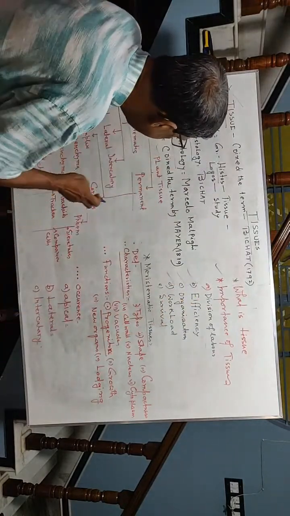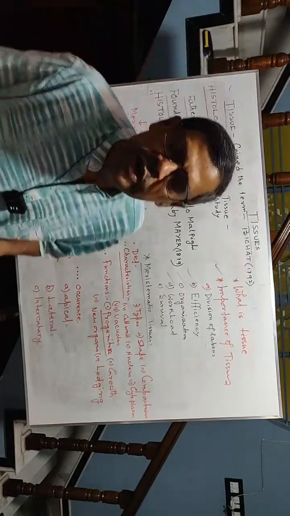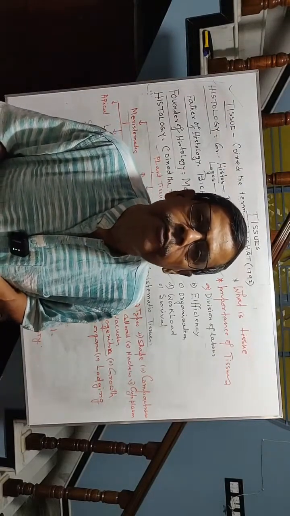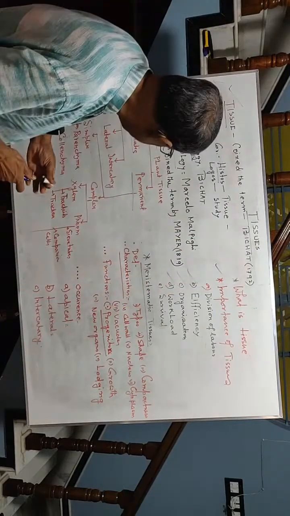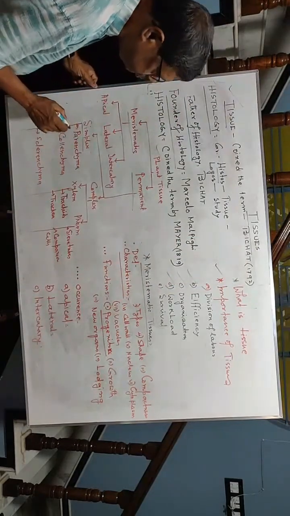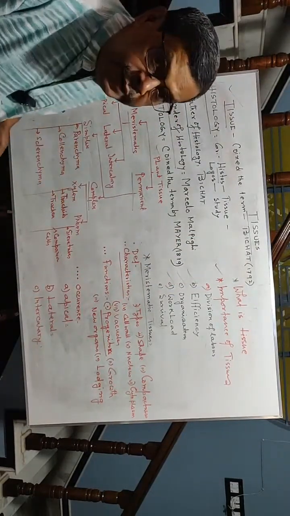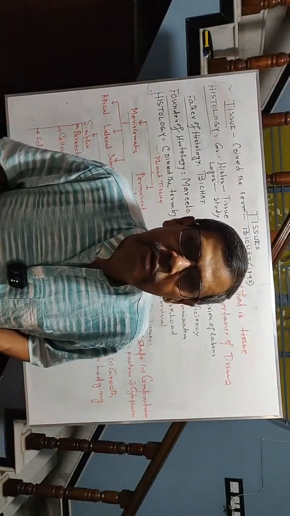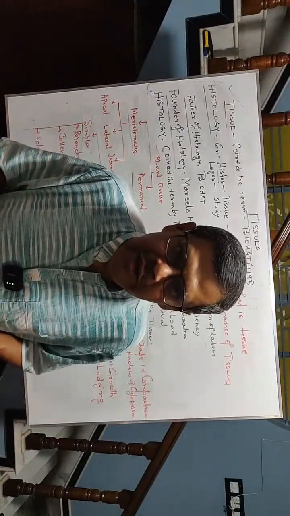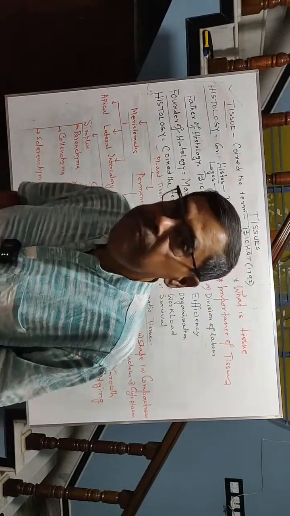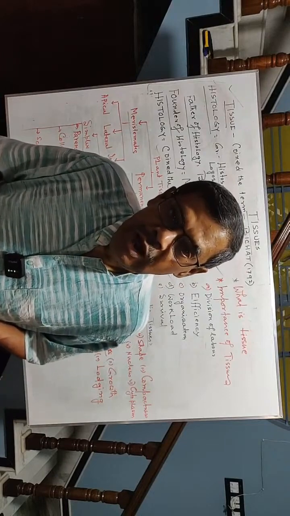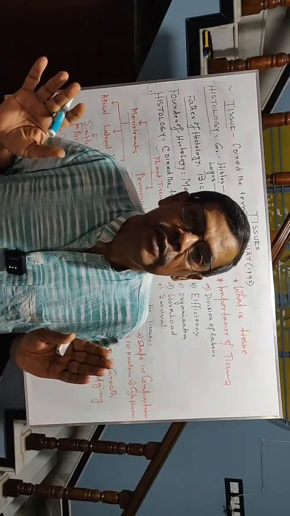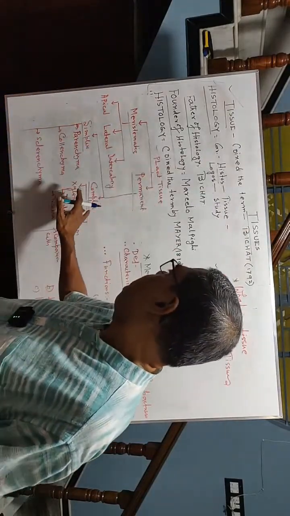Next, permanent tissue, which stops dividing after a certain period. These are called permanent tissue. A permanent tissue is divided into simple permanent tissue and complex permanent tissue. The permanent tissue which is constituted by only one type of cell is called simple permanent tissue. The permanent tissue which is formed by different types of cells is called complex permanent tissue.